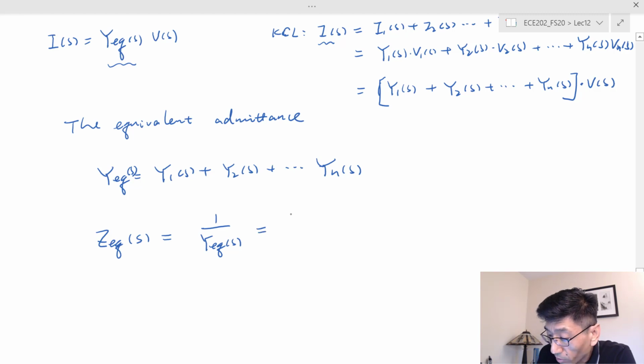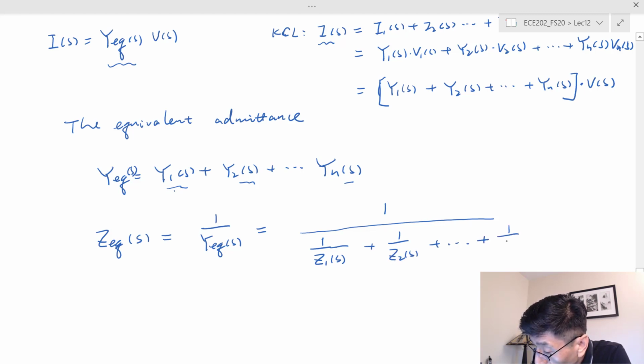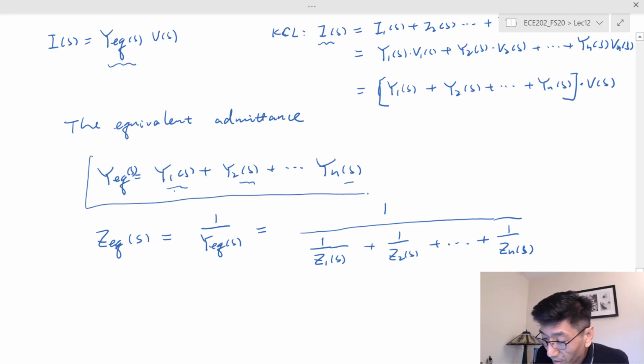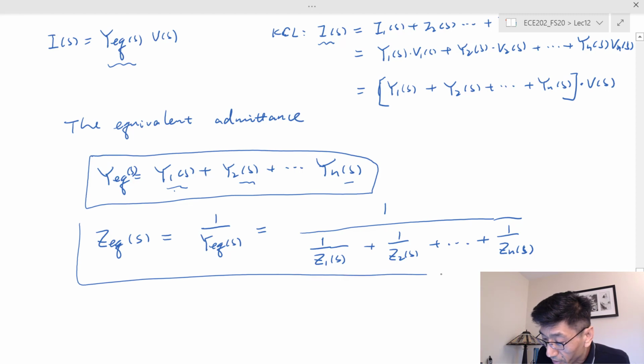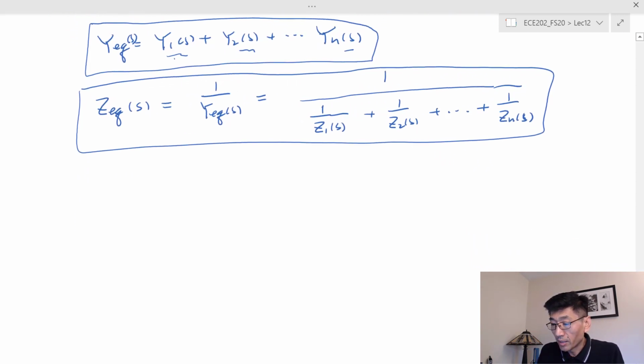And if you also utilize the impedance rather than the admittance for each element, 1 over y sub 1 is 1 over z sub 1, right? Plus 1 over z sub 2s plus up to 1 over z sub ns. So this seems more complicated, right? But these are equally correct. Okay, so this is the parallel equivalent impedance. The only thing is you use the impedance versus the admittance.